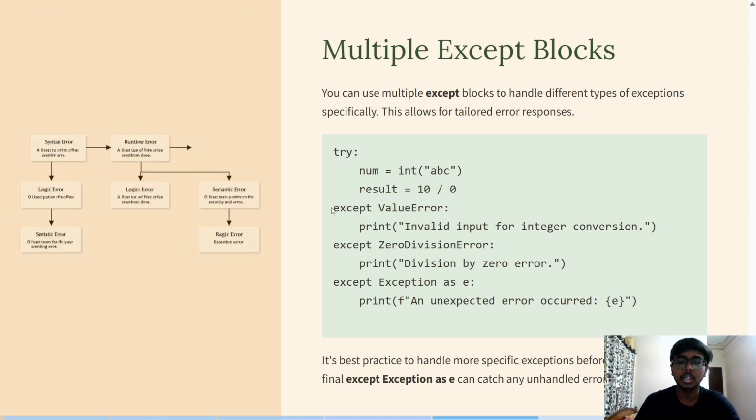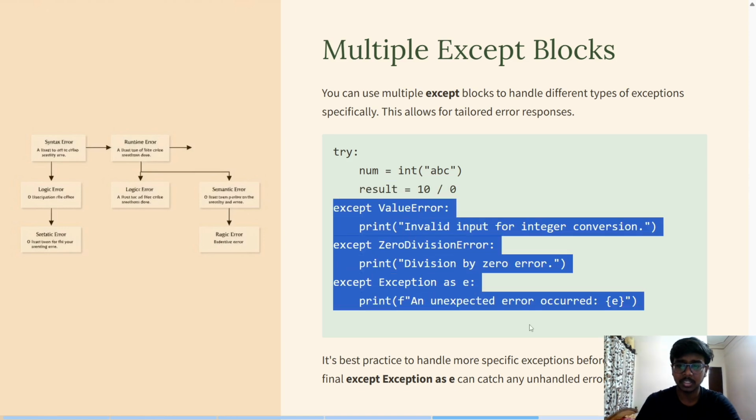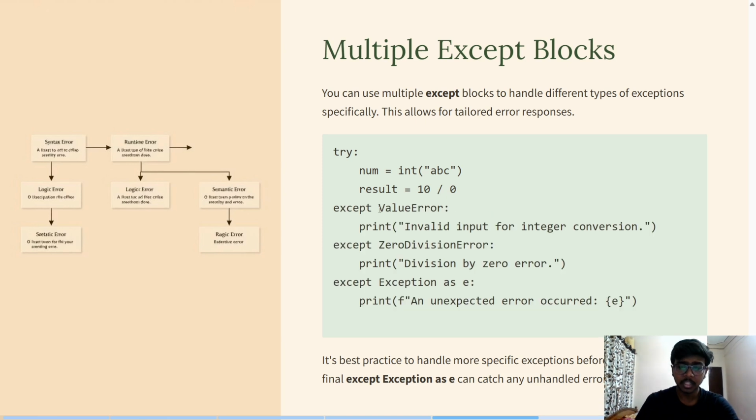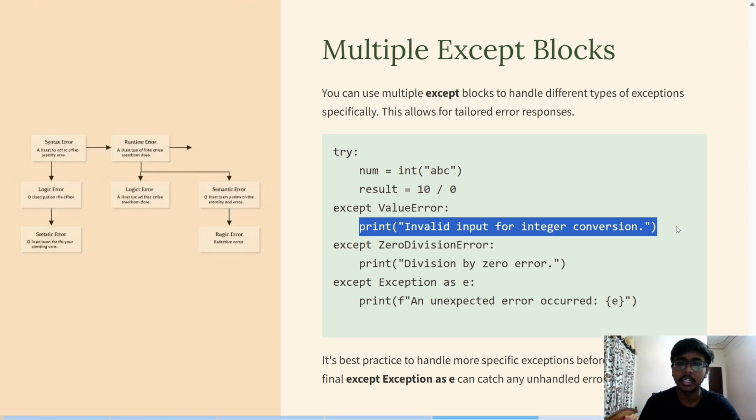So here we need to write the except block, like except value error. Here, value error is one of the default errors which we use to check if the input or the statement is a value or it is a string or not. If it is not a perfect value, then it raises the value error. Here we have the print statement as invalid input for integer conversion.